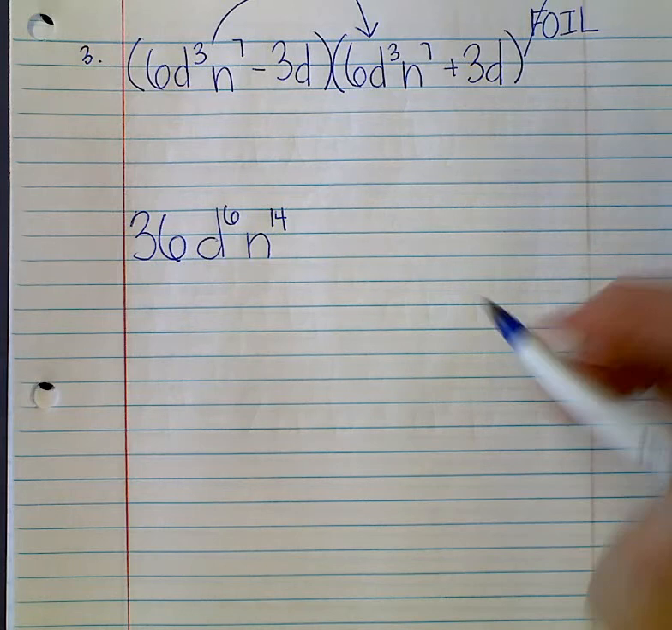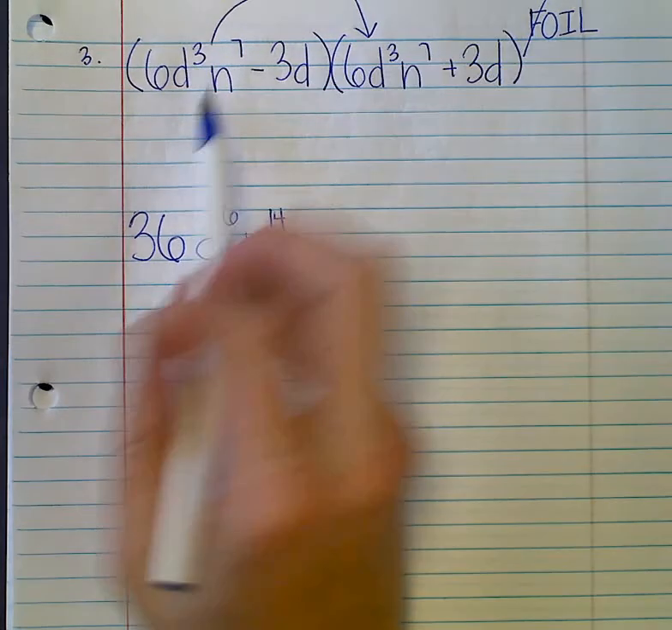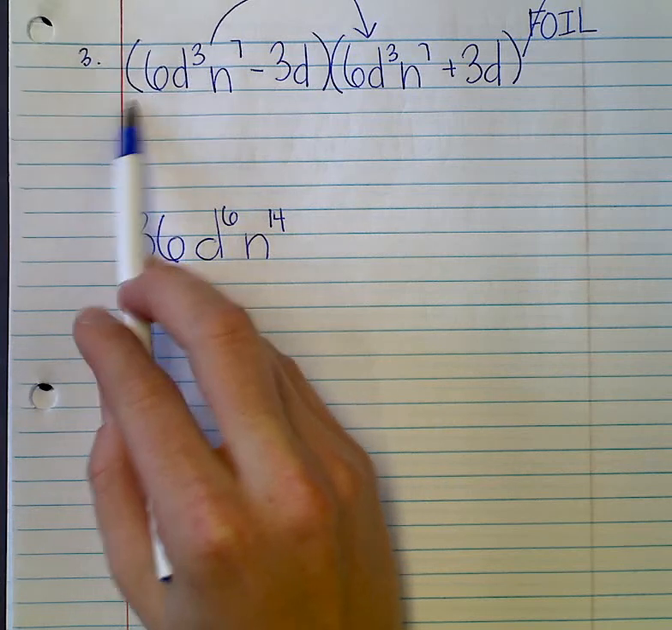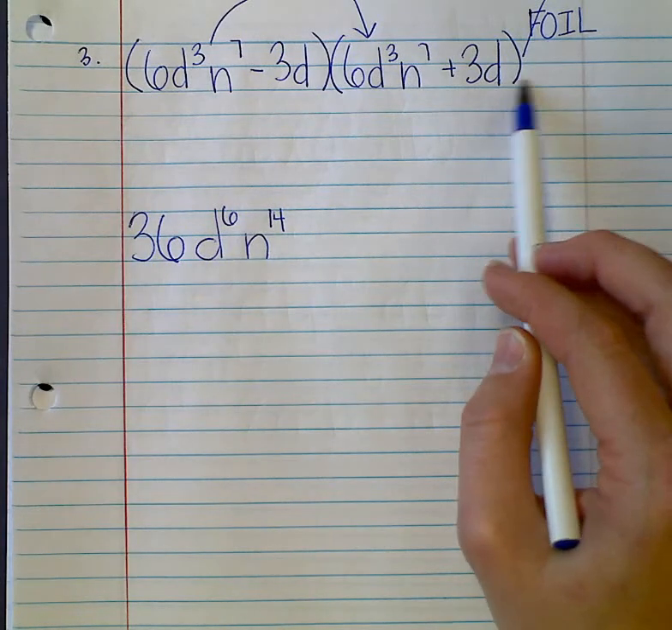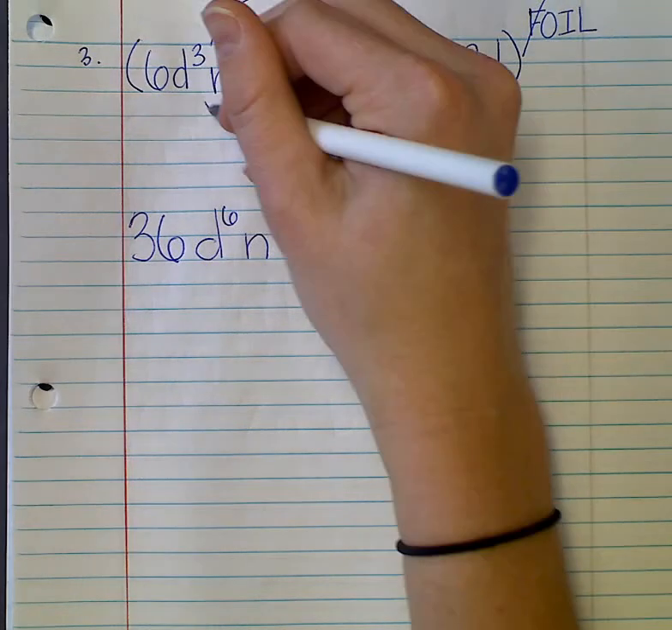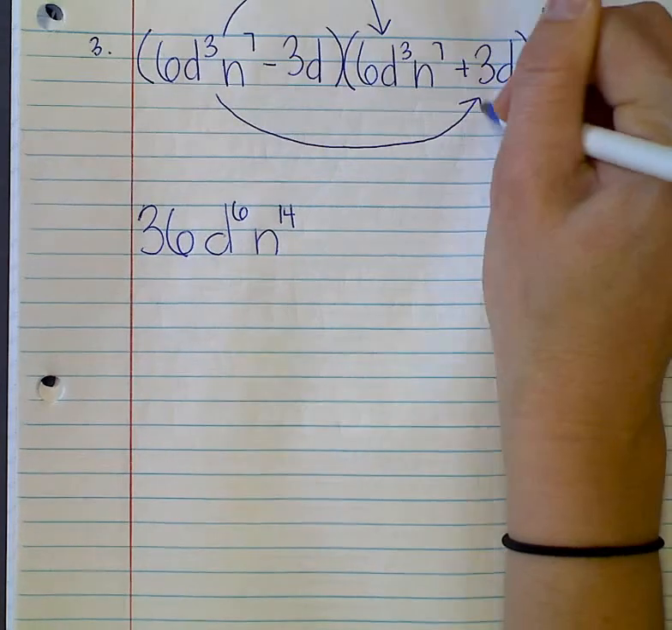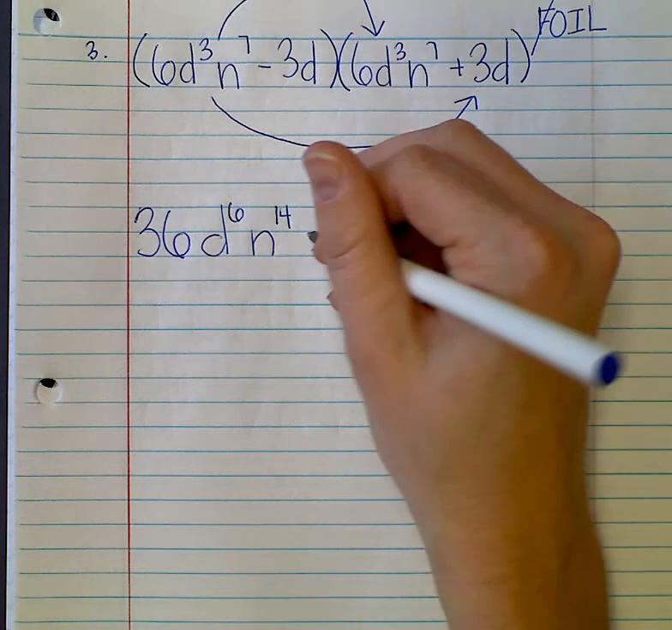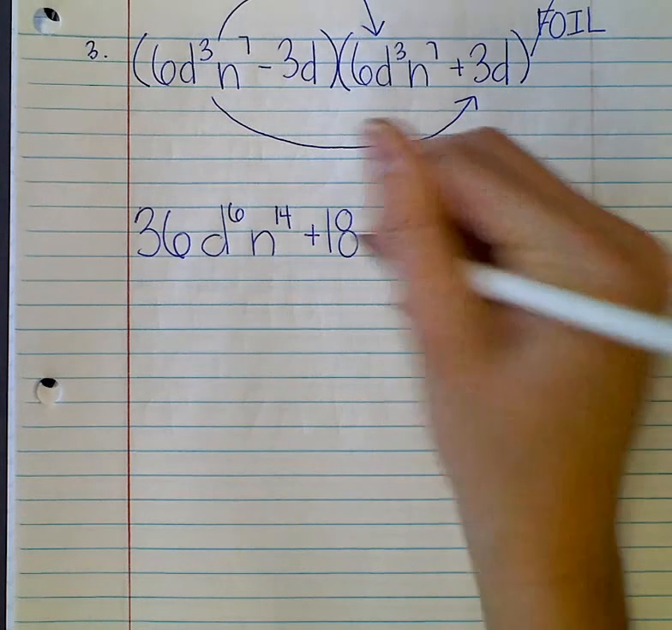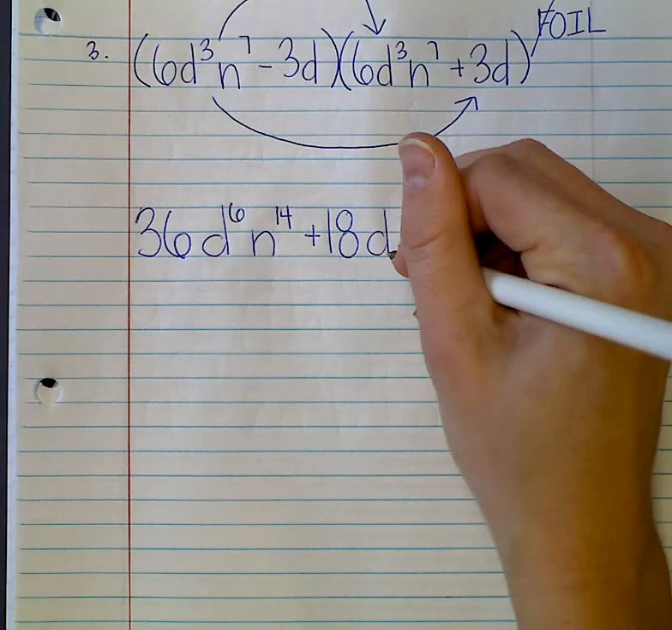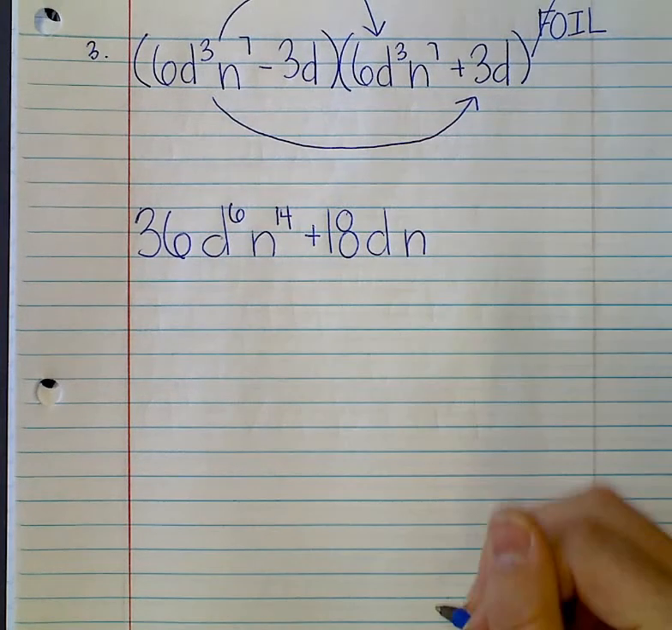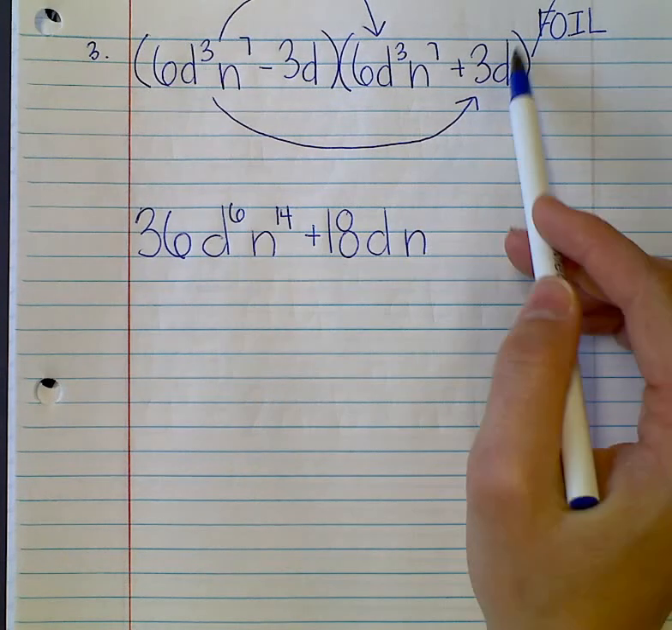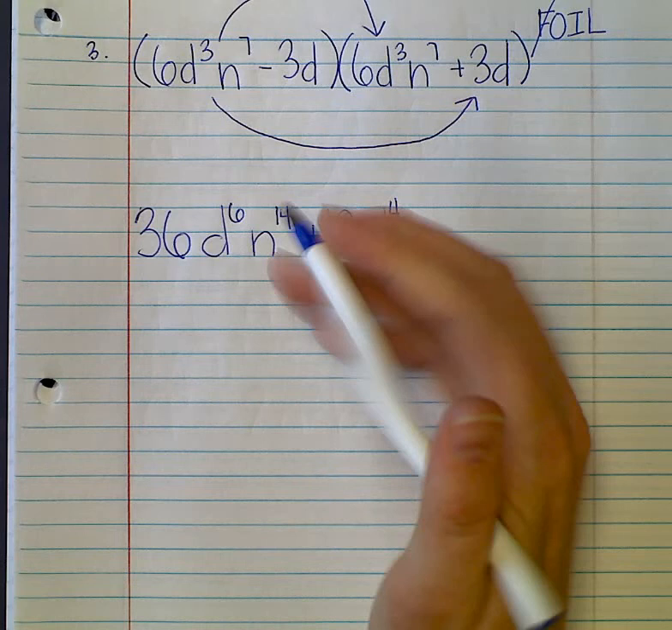O stands for outer. See how 6d cubed n to the 7th power is the outer term on the left, and 3d is the outer term on the right? We'll multiply those two together. Start off with your coefficients. 6 times 3, which is 18. Keep your like bases and add the exponents. 3 plus an understood 1 is 4. You do not have another n, so you just keep the 7.